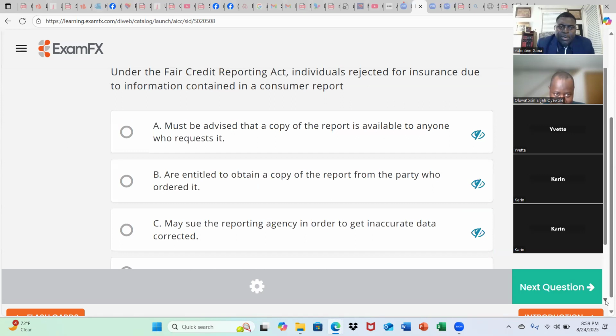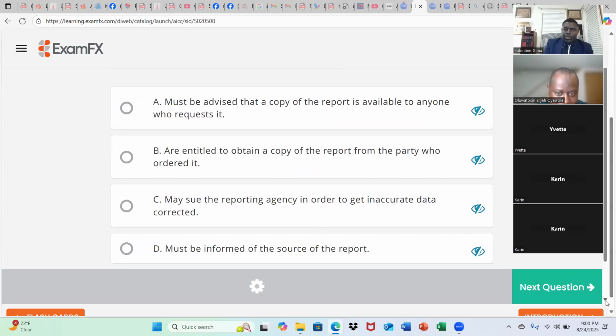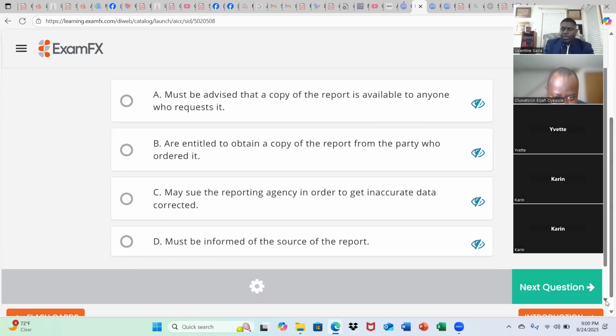All right. Number 4. Oluwatosin, you want to read this one? Under the Fair Credit Reporting Act, individuals rejected for insurance due to information contained in a consumer report: A, must be advised that a copy of the report is available to anyone who requests it, B, are entitled to obtain a copy of the report from the party who ordered it, C, may sue the reporting agency in order to get inaccurate data corrected, D, must be informed of the source of the report.